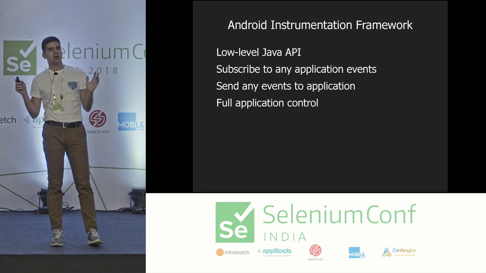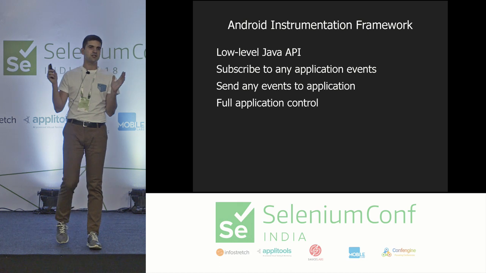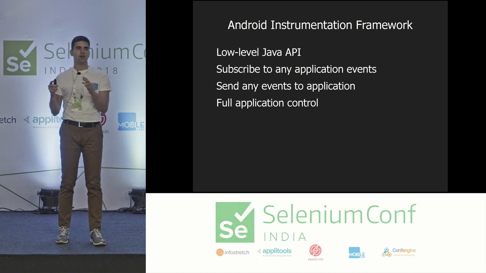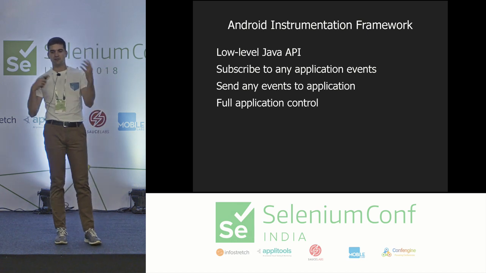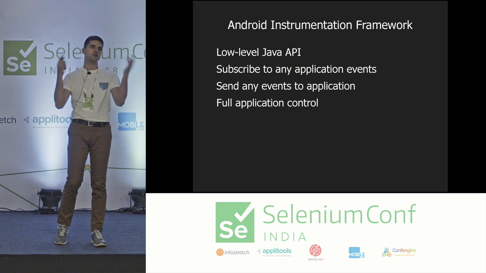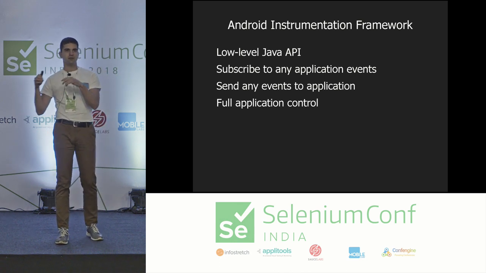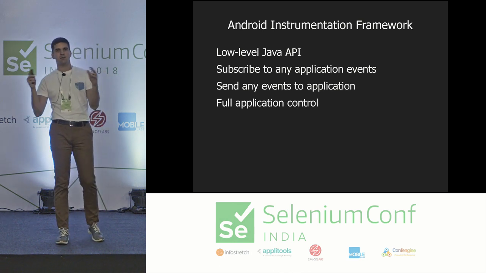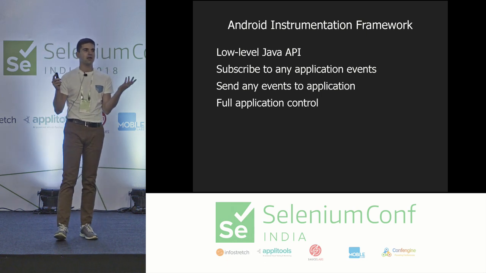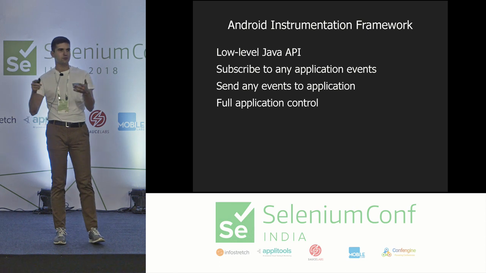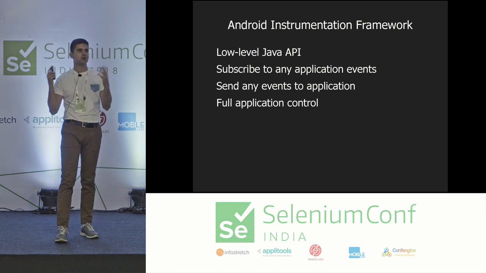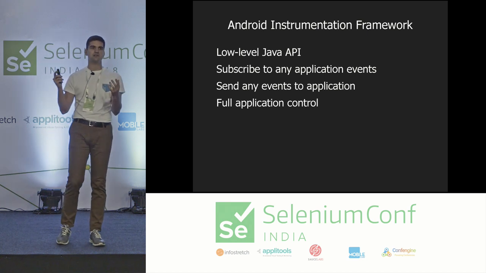Android automation is also based on the Android Instrumentation Framework, which is a low-level Java API that allows you to subscribe to any events in the running applications, such as opening the application, typing text in fields, clicking on buttons, and so on. But conversely, it also allows you to send any events to any of the application parts. Thus, you have full control of what's happening within the tested application.